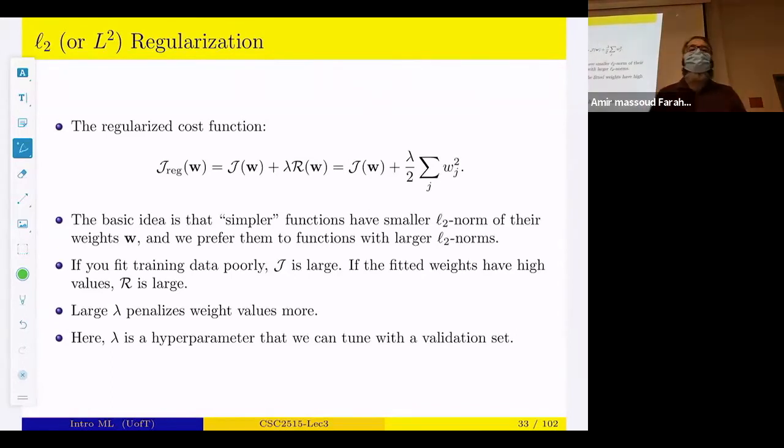So the basic idea here is that simpler functions have smaller L2 norms of the weights, and we prefer them to functions with larger L2 norms. This is one definition of what simpler looks like. I think from the polynomial case, you can see that functions that have large weights might show oscillatory behavior. So effectively, we are saying that in that case, we don't want to have that oscillatory behavior. Okay, so that's the idea of regularizer.